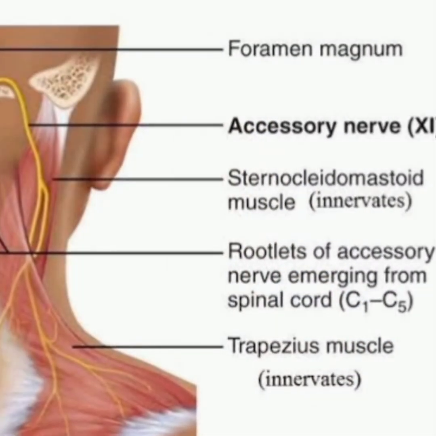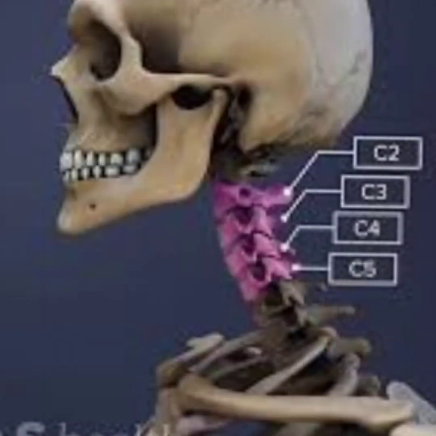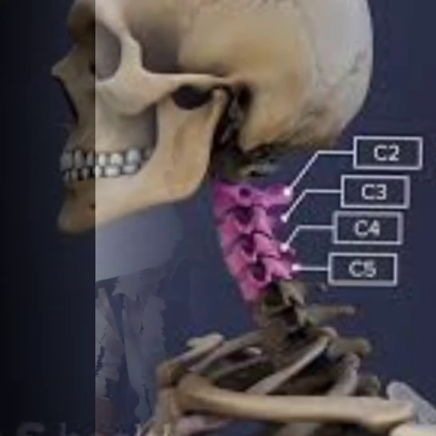The sternocleidomastoid muscle is supplied by the spinal part of the accessory nerve, which gives its motor supply. It is also supplied by the ventral rami of C2 to C3, which is proprioceptive. So the sternocleidomastoid muscle, as we can see, is an important muscle of the neck.